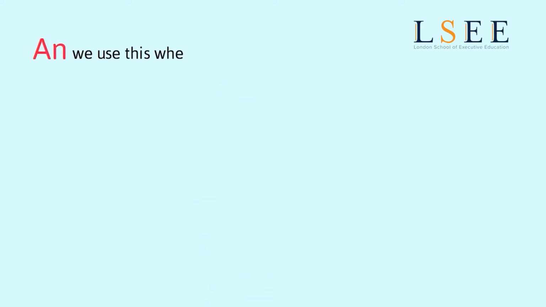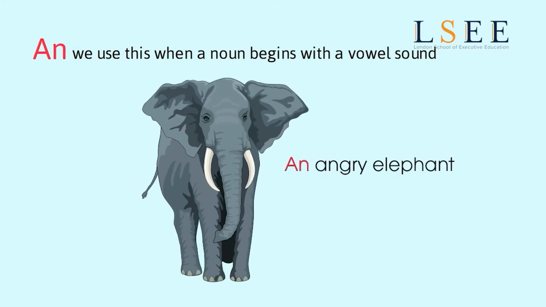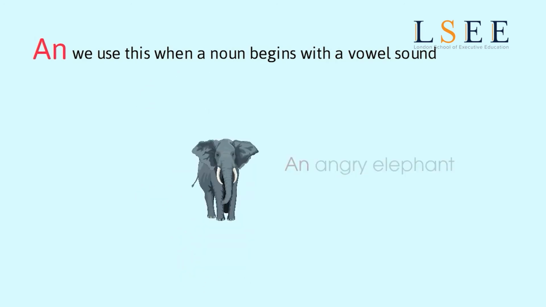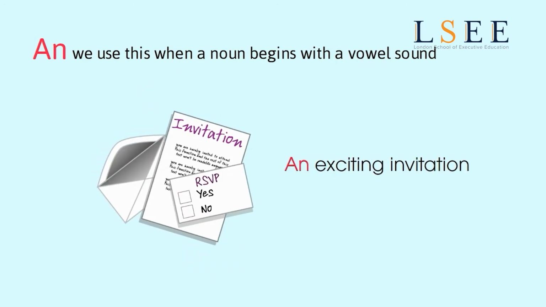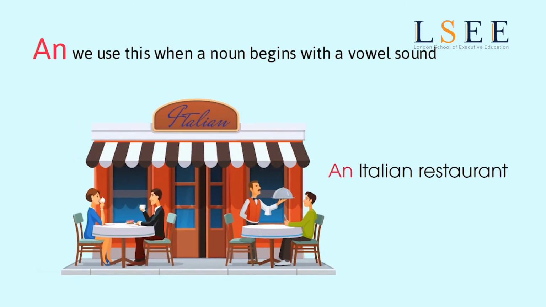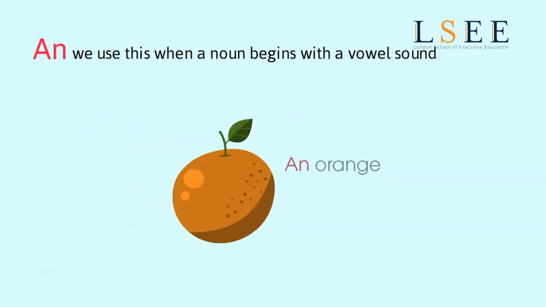An, we use this when a noun begins with a vowel sound: A-E-I-O-U. An angry elephant. An exciting invitation. An Italian restaurant. An orange.